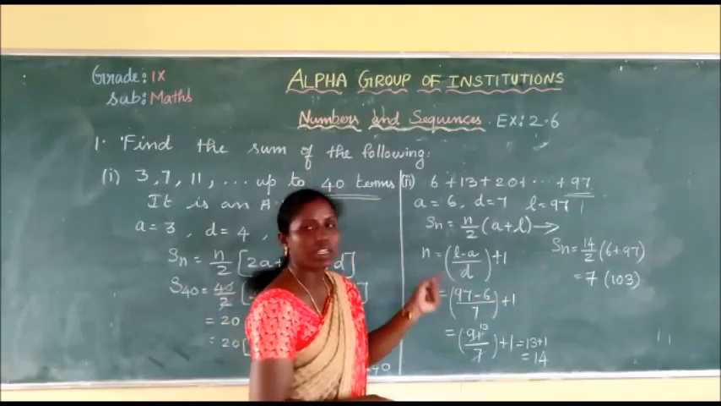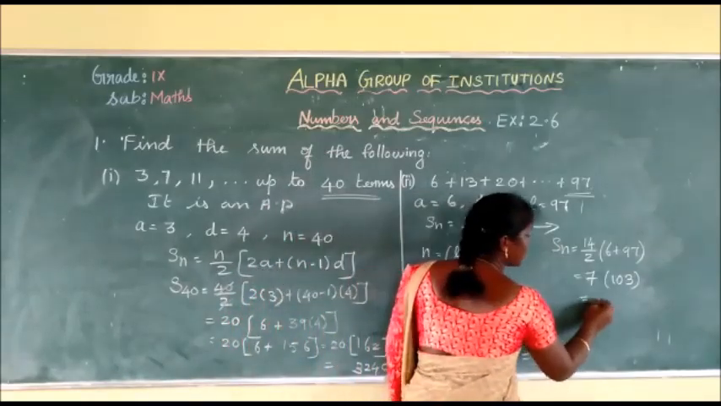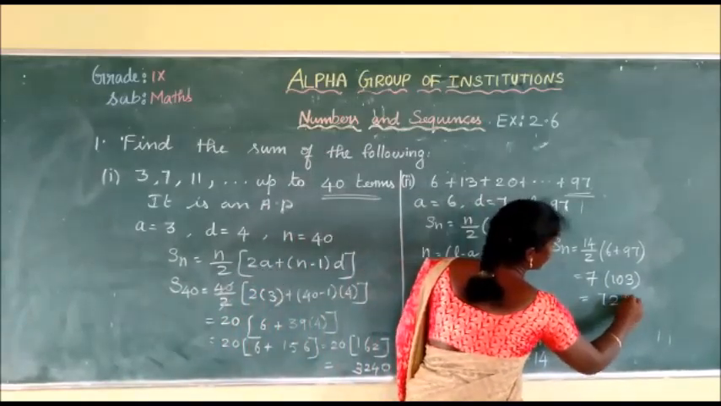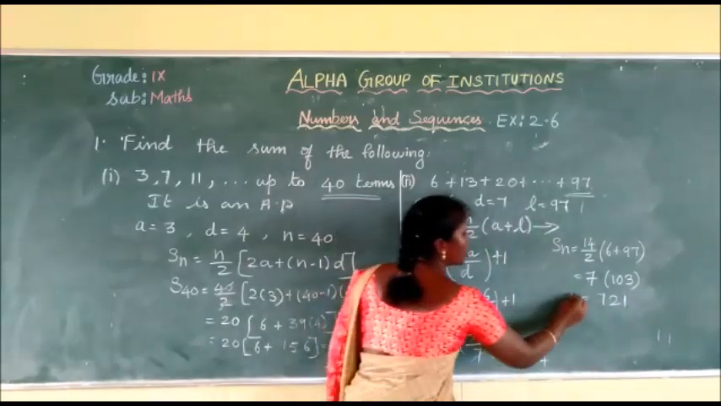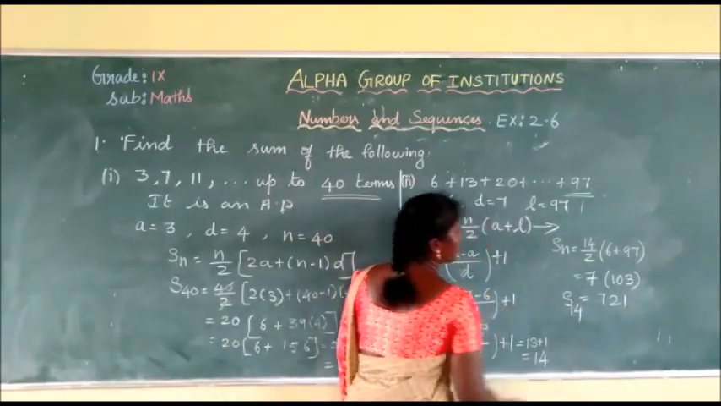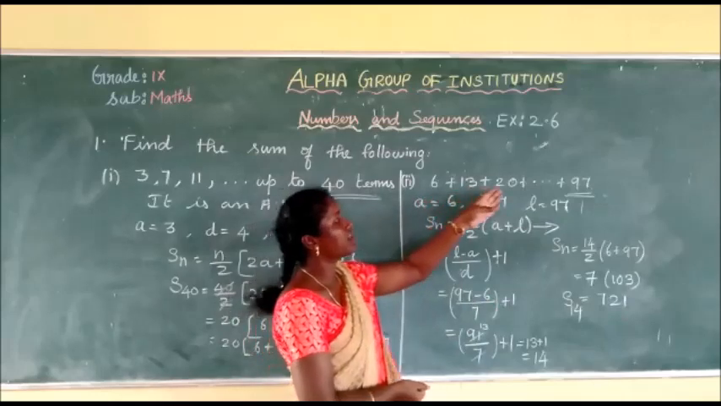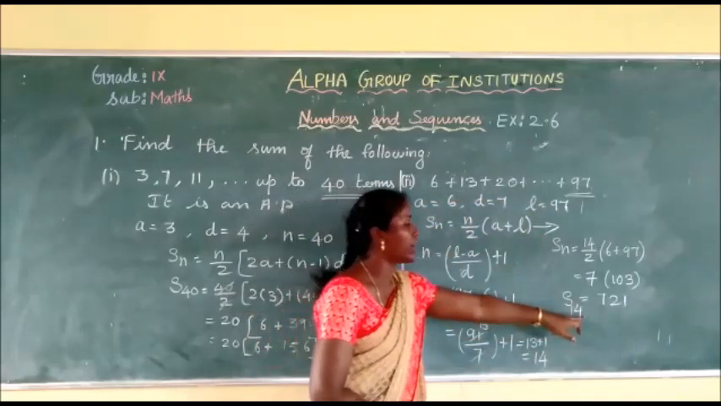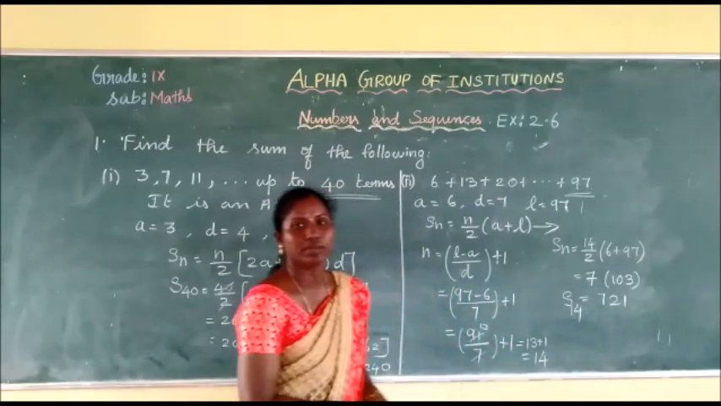If you multiply 103 with 7, the value is 721. So the summation of this series, 6 plus 13 plus 20 up to 97, if we add, the value is 721.